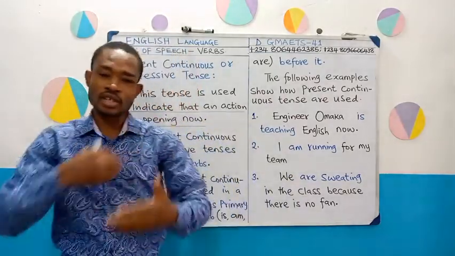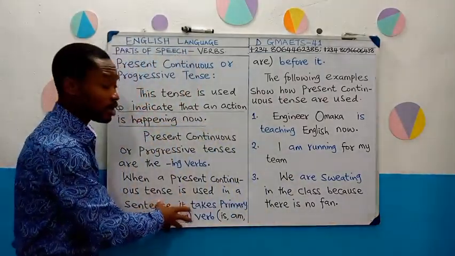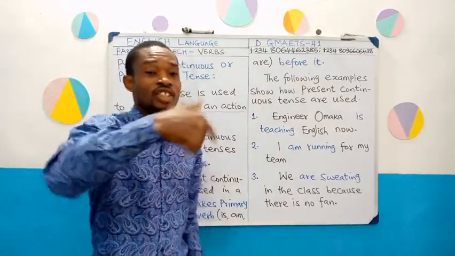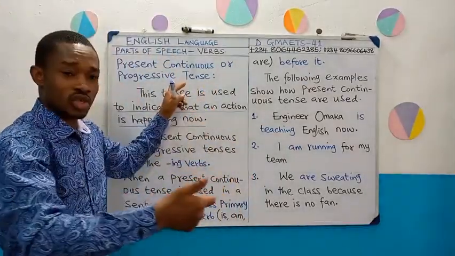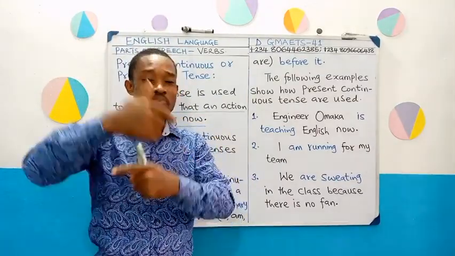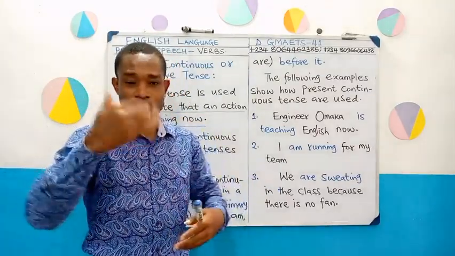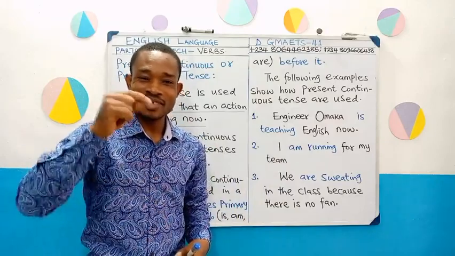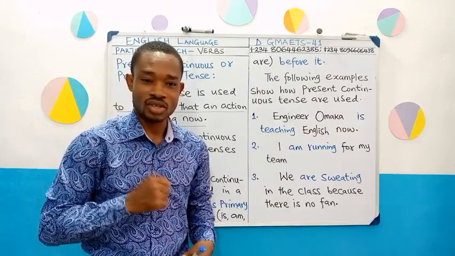Now, when you use it as a present continuous tense, there is something very important I am going to tell you about. Because this continuous tense, progressive tense that I'm talking about now, you can still use it as a past continuous or a past progressive. But remember, our focus in this video is present tense.